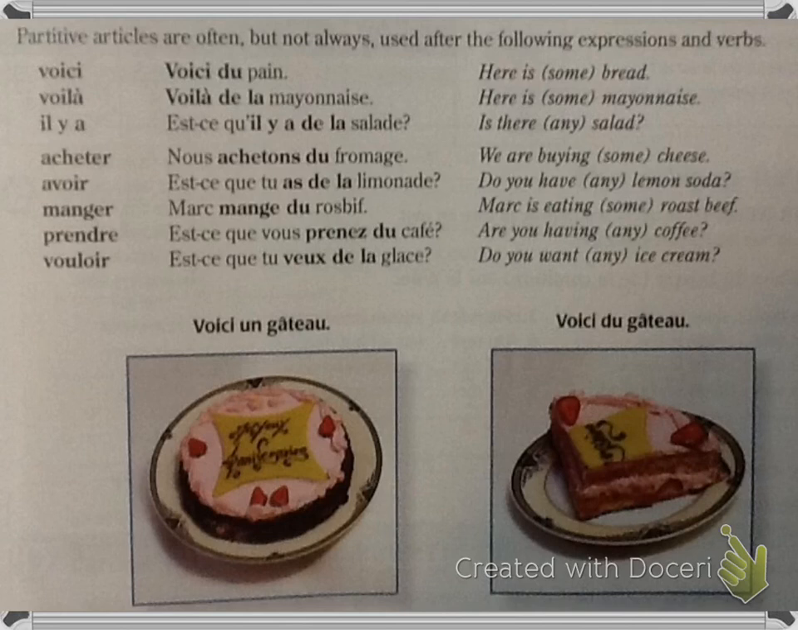Partitive articles are often, but not always, used with the following expressions and verbs. So remember, again, these are verbs that typically you're going to use the partitive article with. So these are kind of like our aimer, adorer, détester, and préférer verbs. Remember, these were verbs that always use the definite articles.